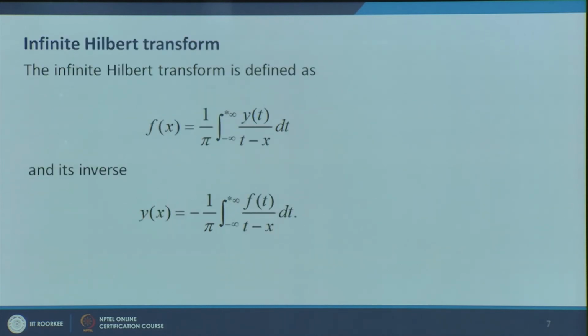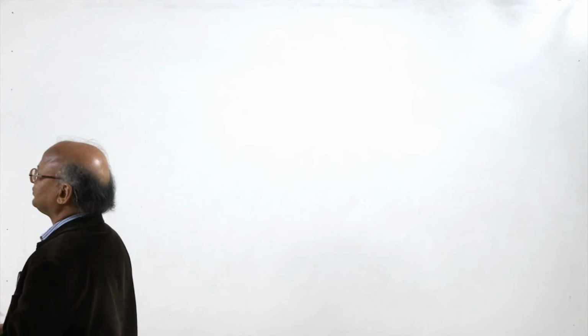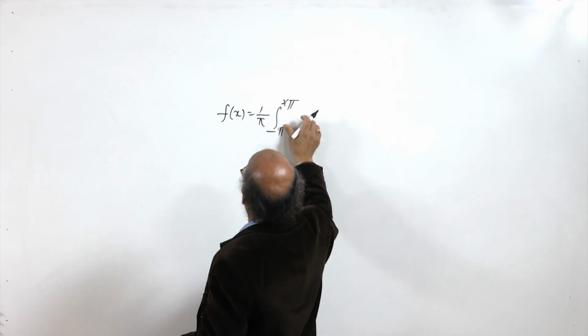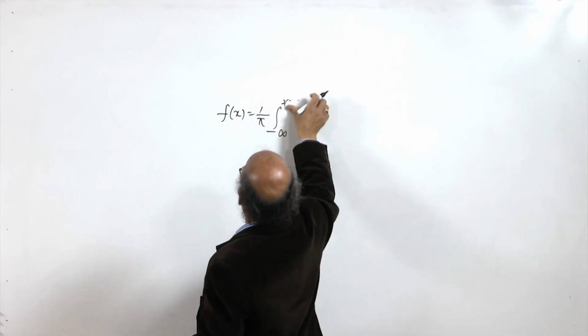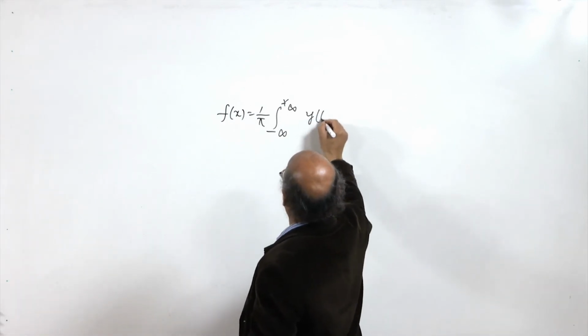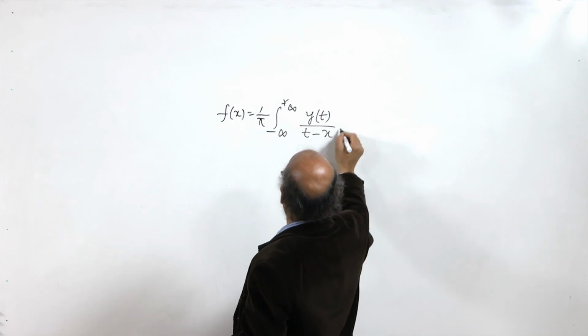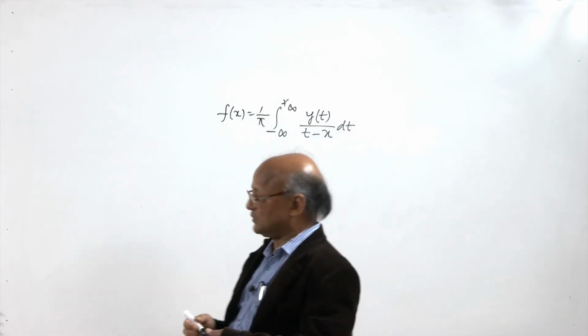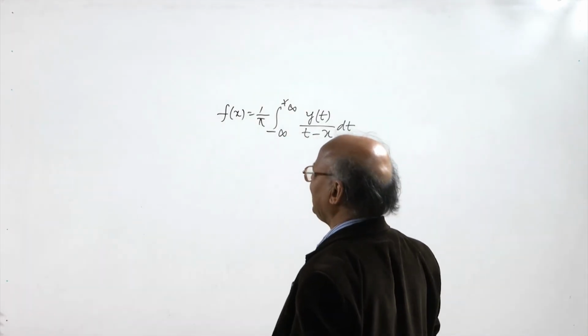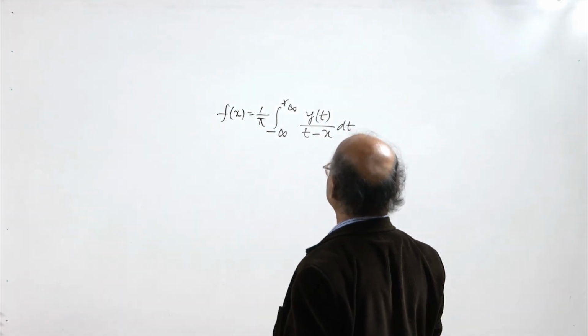Now, let us go to the definition of the infinite Hilbert transform. The infinite Hilbert transform is defined as f(x) equal to 1 upon pi integral from minus infinity to infinity of phi(t) over t minus x dt. You can see here that f(x) equals 1 over pi integral from minus infinity to infinity of phi(t) over t minus x dt.